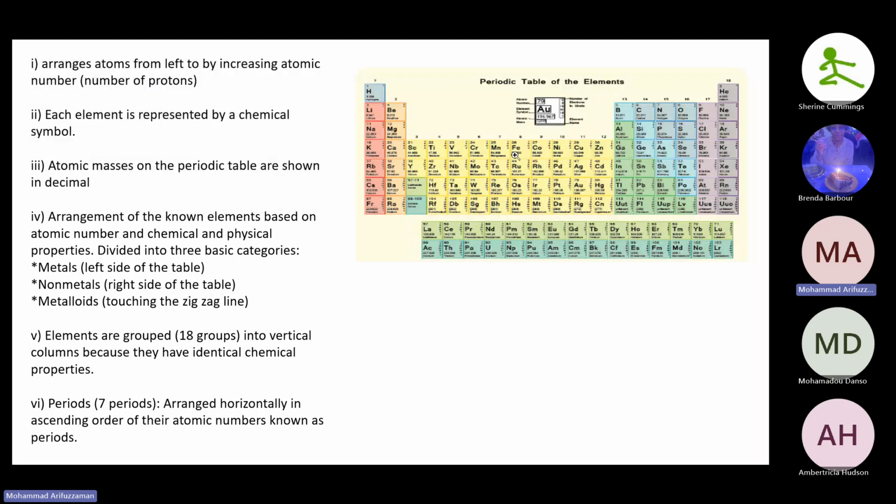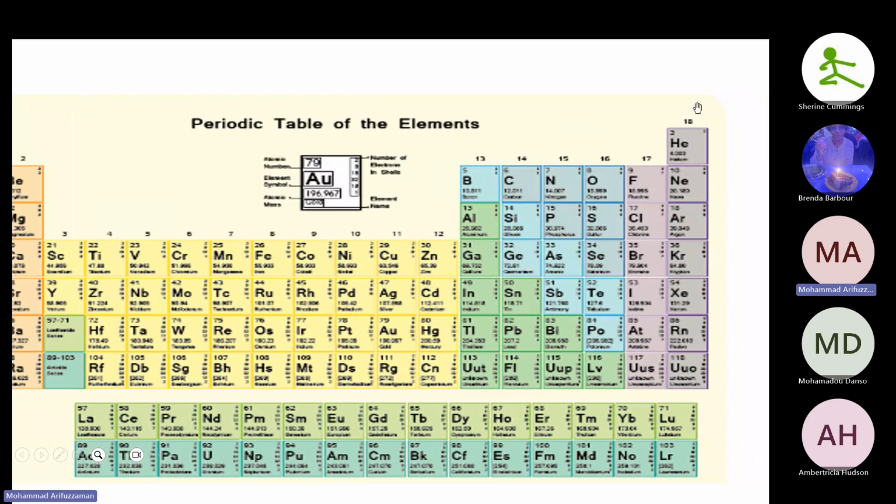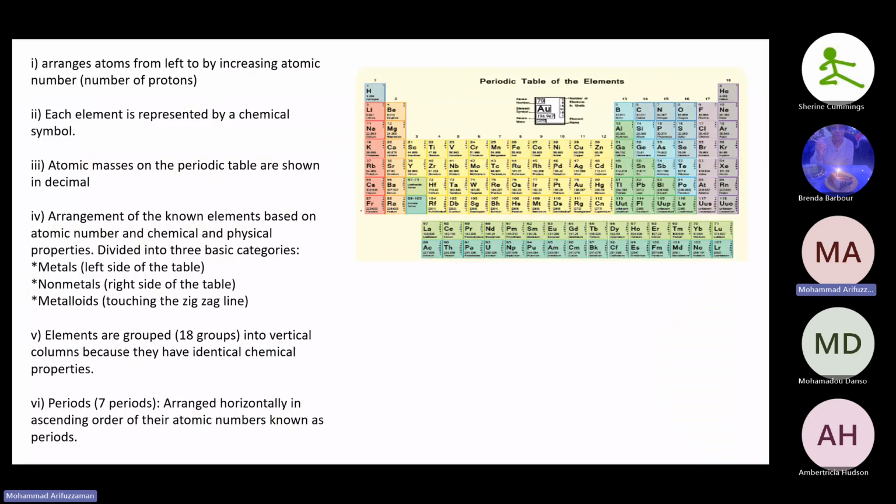Let me zoom in. It's not clear. Can you count the number of columns? 1, 2, 3, 4, 5, 6, and so on up to 18. So the number of columns is 18. That is, elements are grouped into 18 vertical columns because they have similar chemical properties. So columns are called groups. So there are 18 groups.